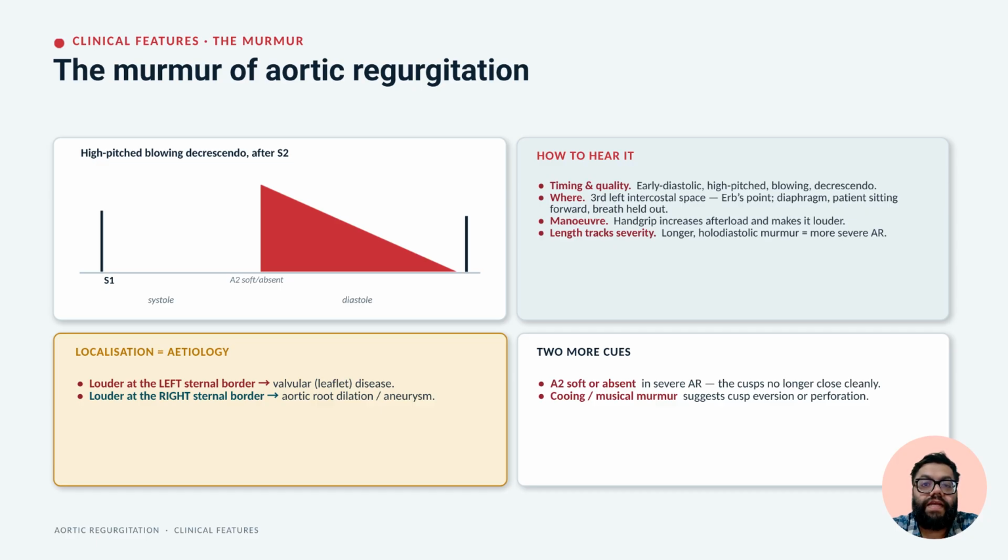Two genuinely high yield pearls. First, location reveals cause. A murmur loudest down the left sternal border points to leaflet disease, whereas one loudest down the right sternal edge points to a dilated aortic root. Second, in severe regurgitation, the aortic component of the second sound goes soft or vanishes because the cusps no longer slam shut, and a musical cooing quality hints that a cusp has everted or perforated.